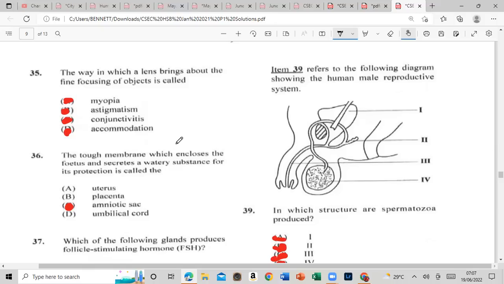35. The way in which the lens brings out the fine focusing of an object is called myopia, astigmatism, conjunctivitis, or accommodation. And that's accommodation. The tough membrane which encloses the fetus and secretes a watery substance for protection is called the uterus, the placenta, the amniotic sac, or the umbilical cord? And that's the amniotic sac.